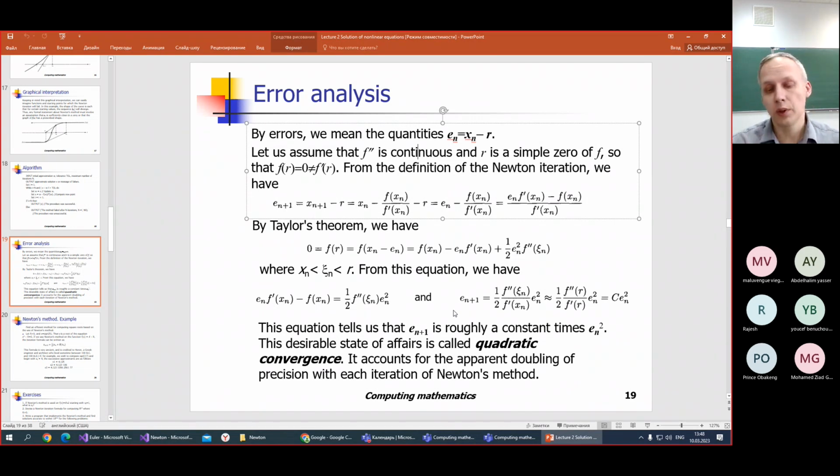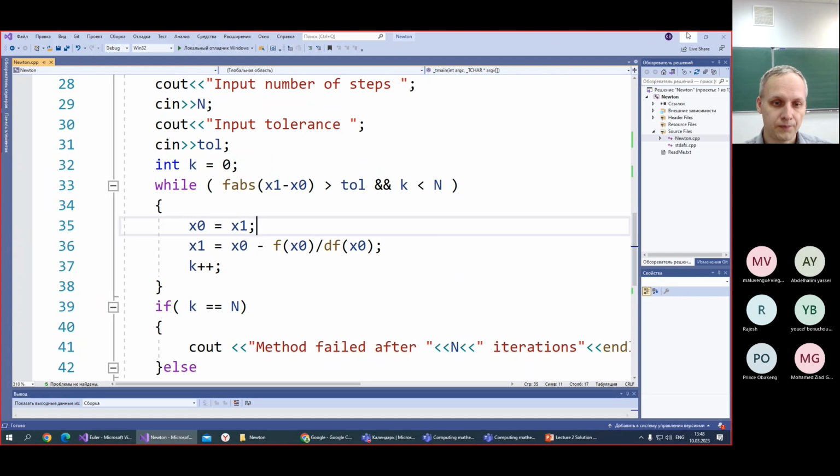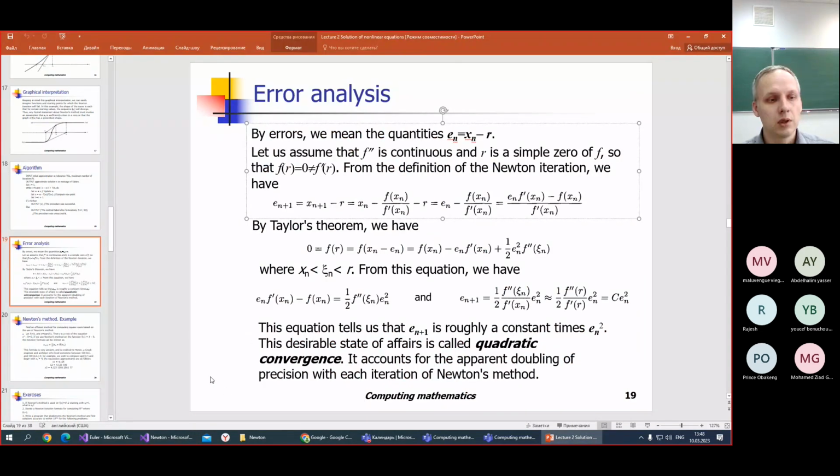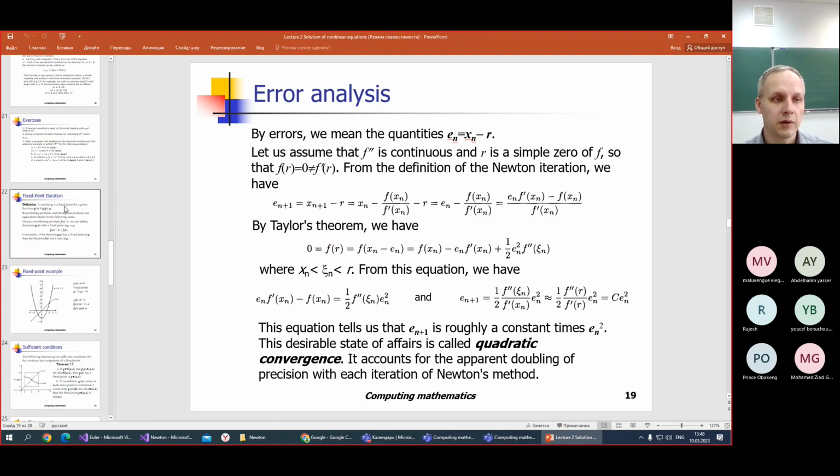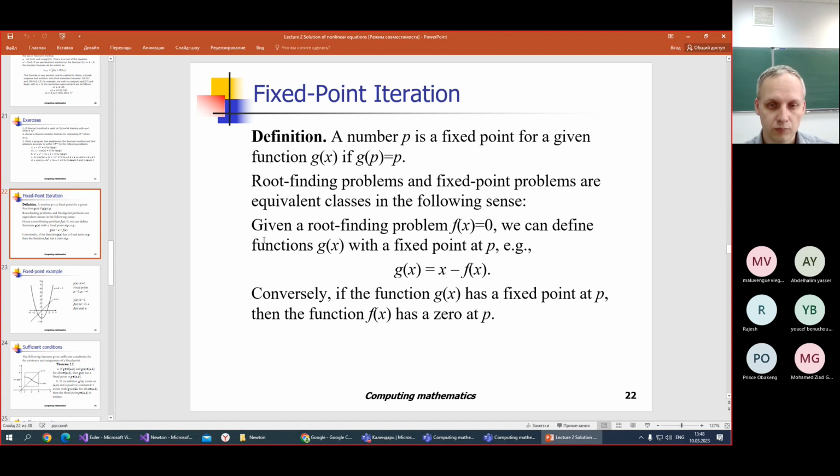Well, we considered the theoretical properties of Newton's method. I showed you the solution, the program that implements the Newton method. And now let's switch to the last topic related to nonlinear equations, the fixed point iteration method.